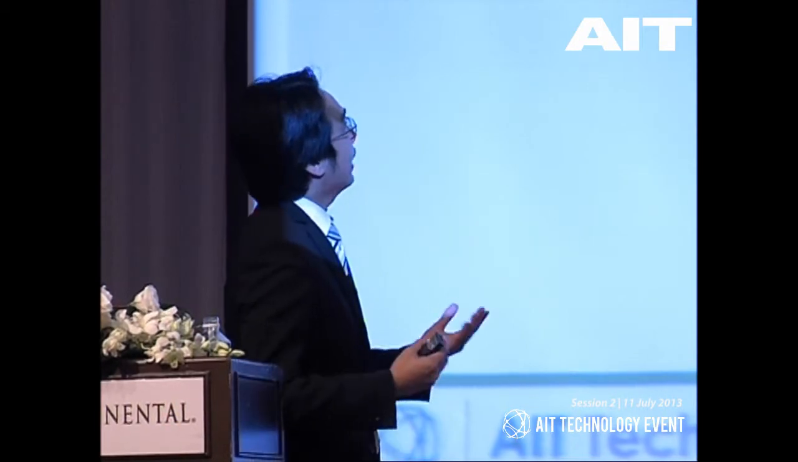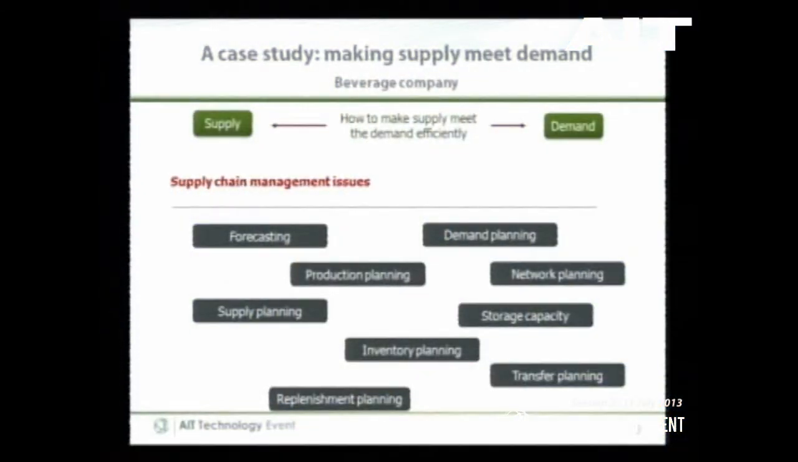So what are the issues that we need to think about? First, forecasting. A business cannot run without starting with forecasting. We need something to start with, so we need to predict something that we can sell. From forecasting, it goes into demand planning: how are we going to plan to meet all that demand? Then it goes into production planning and network planning. Network planning is about where we're going to produce and how we're going to ship it to where. Then there's supply planning, the storage capacity that we need to have, inventory planning, transfer or transport planning between the facilities, and then replenishment planning.